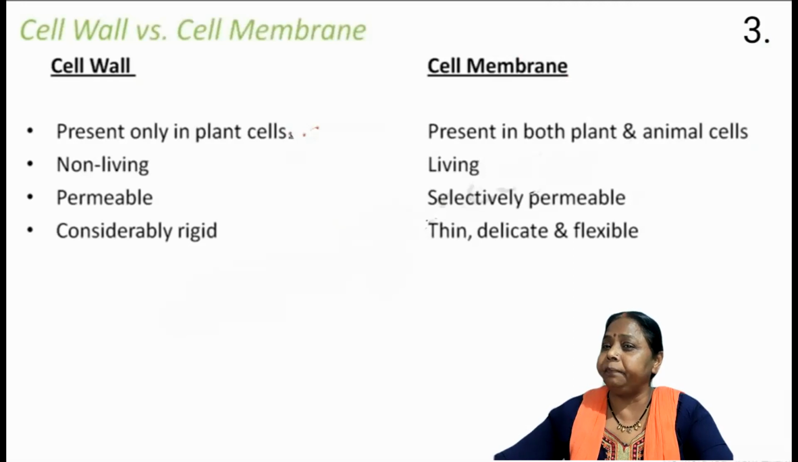Cell wall is fully permeable, whereas cell membrane is selectively permeable. It allows only gases and water to pass through it. Cell wall is rigid, highly rigid, considerably rigid, whereas cell membrane is very thin, delicate, and flexible.